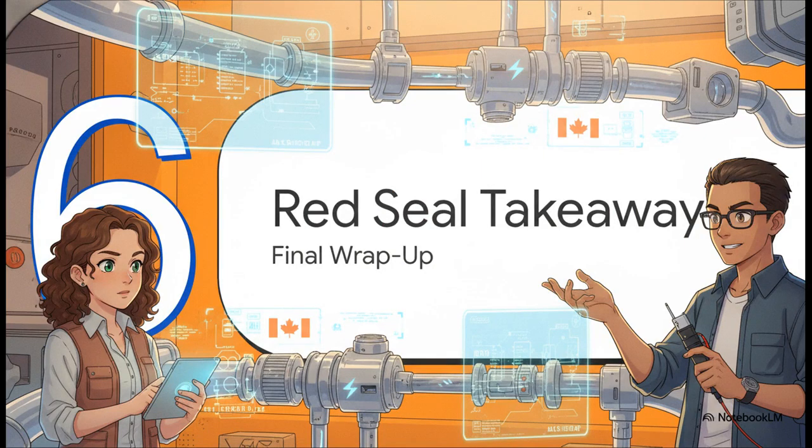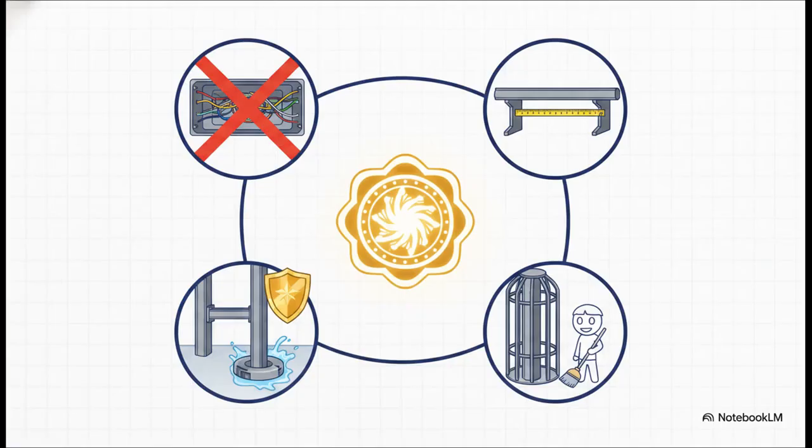And finally, Section 6, today's Red Seal takeaway. Let's lock this in. Seriously, grab your phone and take a screenshot of this cheat sheet right now. This is the core of Section 12 for the exam. You gotta memorize these magic numbers. Remember your 1.5-meter maximum supports for both horizontal and vertical runs. Remember your 2-meter mechanical protection height for unqualified personnel.